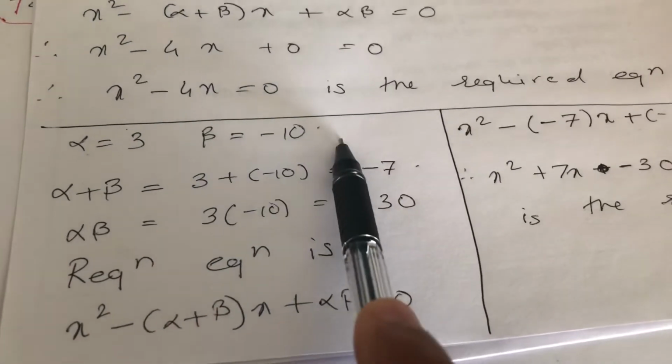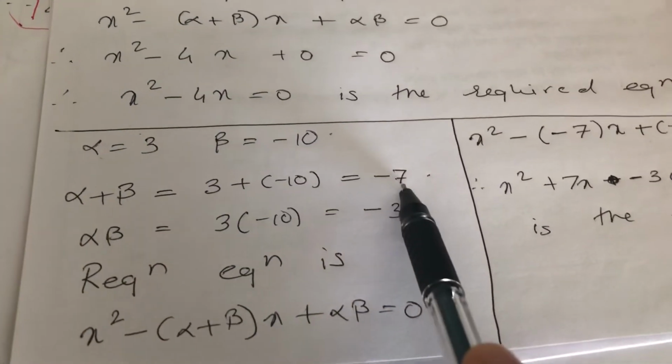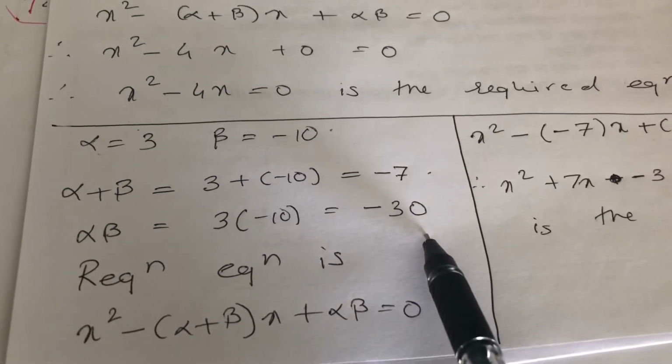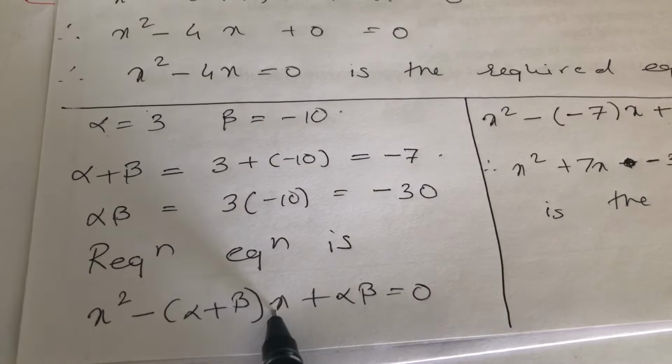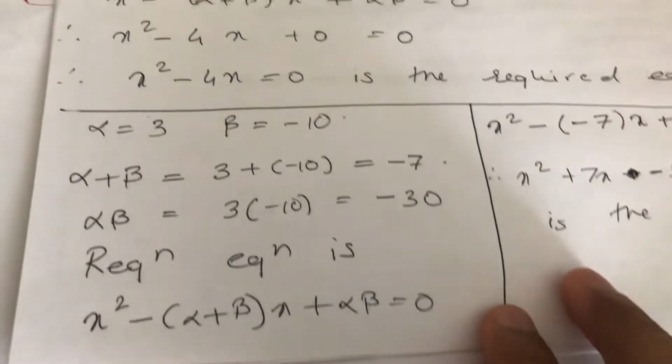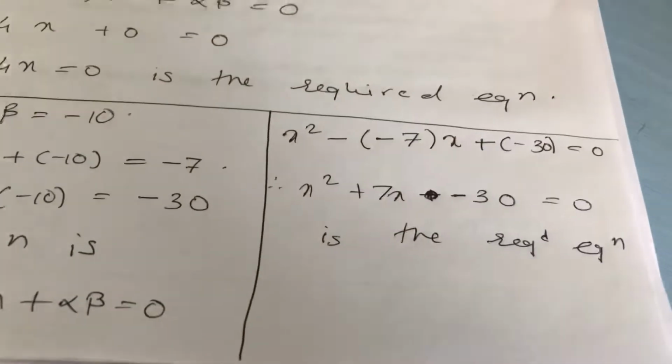Next question, where alpha is 3, beta is minus 10. So alpha plus beta will be minus 7, alpha beta will be minus 30. So the required equation will be x square minus alpha plus beta x plus alpha beta is 0. And then just put the values to get the answer.